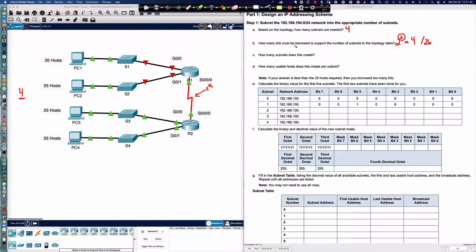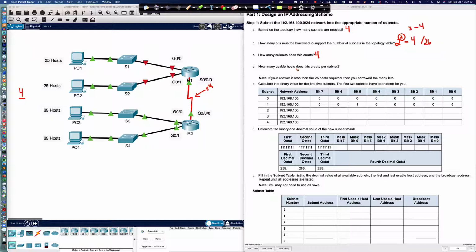So again, how many bits must be borrowed? Well, if we only need 4 subnets, we would borrow 2 bits. If I needed 8 subnets, I would borrow 3 bits. If I needed 16 subnets, I would borrow 4 bits out of that last octet in the IP address. And we're borrowing the host bits, flipping them to make them network bits. So how many subnets does this create? Well, it would create 4 if we borrowed 2 bits.